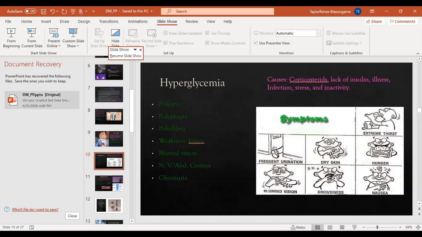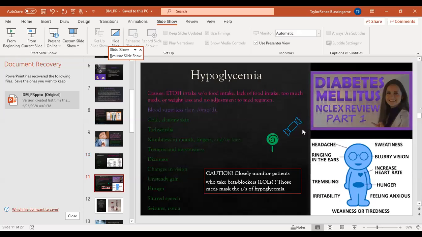Then the next slide. Can everyone see my PowerPoint, right? Because for some reason it won't let me keep doing the slideshow. Right here, this has saved me so many times, but it works.